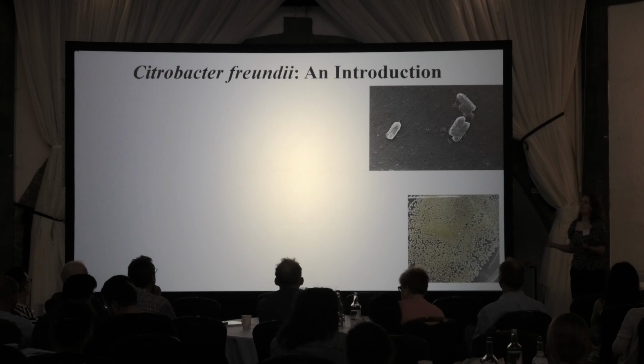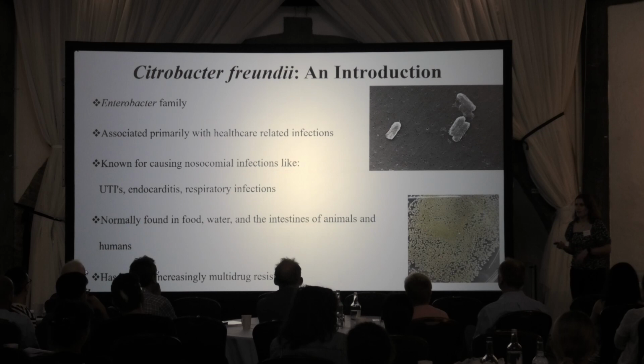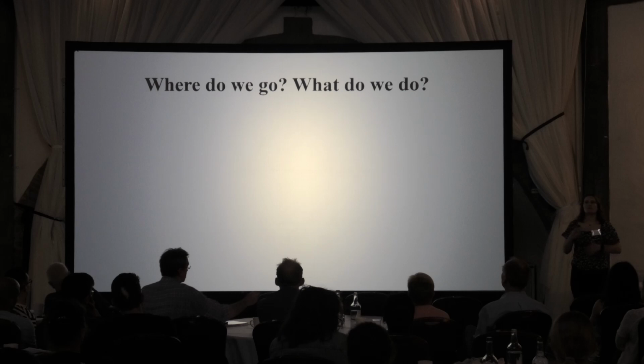We have limited resources, and that's one of the strains we have. It is part of the Enterobacter family. It's also associated primarily with healthcare infections, those nosocomial infections like UTIs, endocarditis, and respiratory infections. It's found in food, water, the intestines of animals, and us. And it's become increasingly multi-drug resistant. So it's interesting that we're not doing a lot of work with this bacteria. So what do we do? Where do we go? How do we solve this problem?